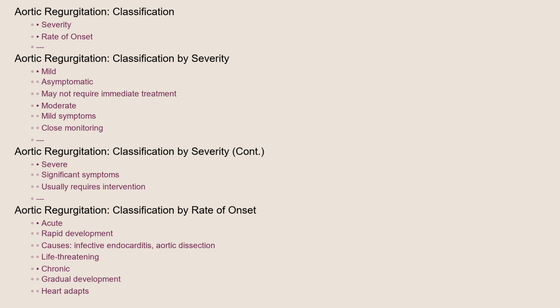Aortic regurgitation can also be classified based on the rate of onset. Acute aortic regurgitation develops rapidly, often due to infective endocarditis or aortic dissection, and can be life-threatening. Chronic aortic regurgitation develops gradually over time, allowing the heart to adapt to some extent.